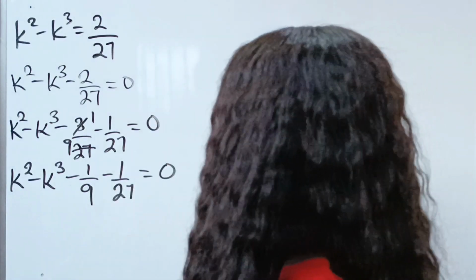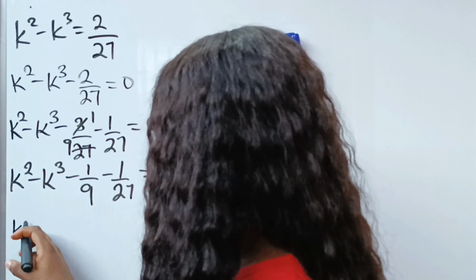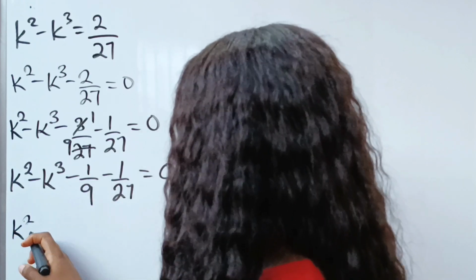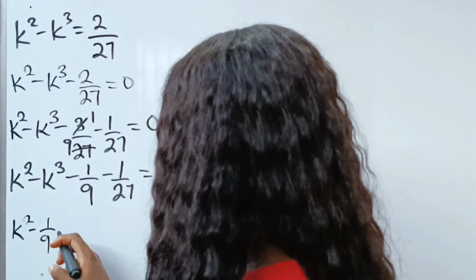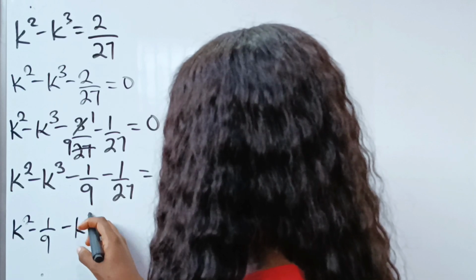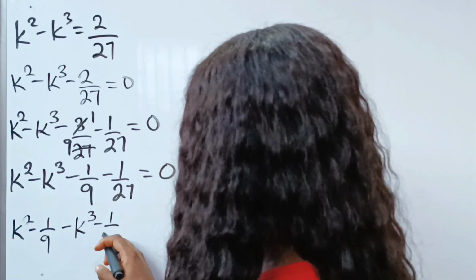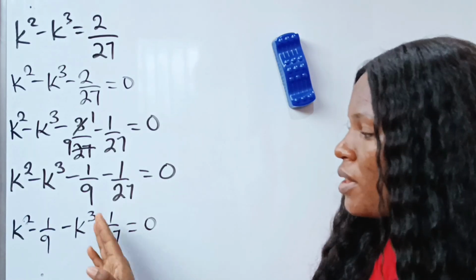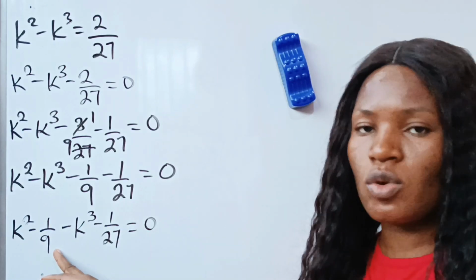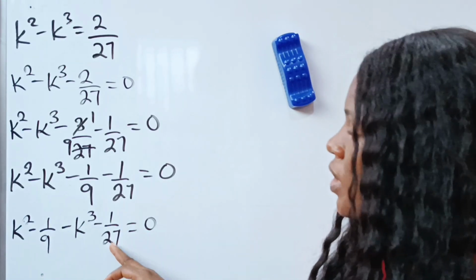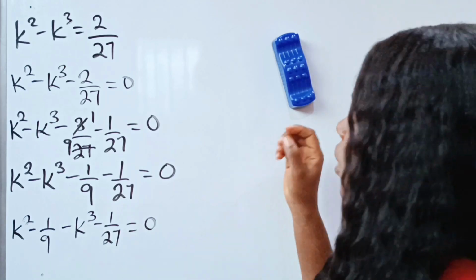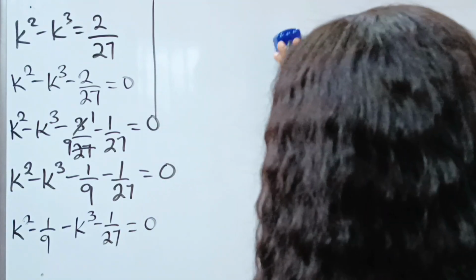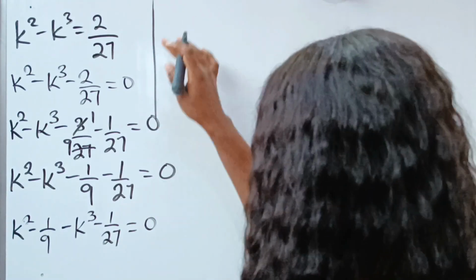Alright, now we have k to the power of 2. Let's bring squares together. Minus 1 over 9. Then minus k to the power of 3 minus 1 over 27 is equal to 0. Yeah, I brought them together because I know this is going to give me squares and this will give me cube, right?